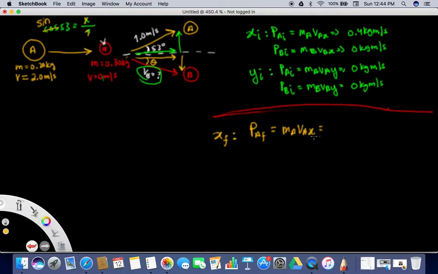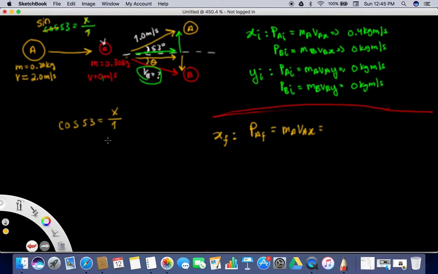To find the velocity of ball A in the x direction, we have to understand that we have an angle here of 53 degrees, and we want to find the side that is adjacent to the angle. And we have the hypotenuse. If we have adjacent and a hypotenuse, we know that the trig function we'll be using is cosine. So the cosine of 53 is going to be equal to adjacent, which is x, over our hypotenuse, which is 1. So to solve for x, we just have to do the cosine of 53.